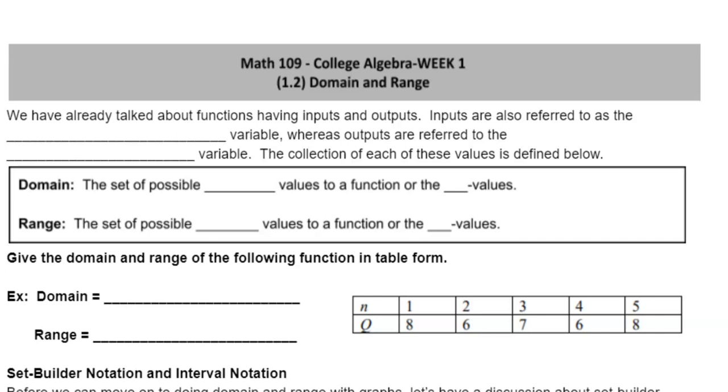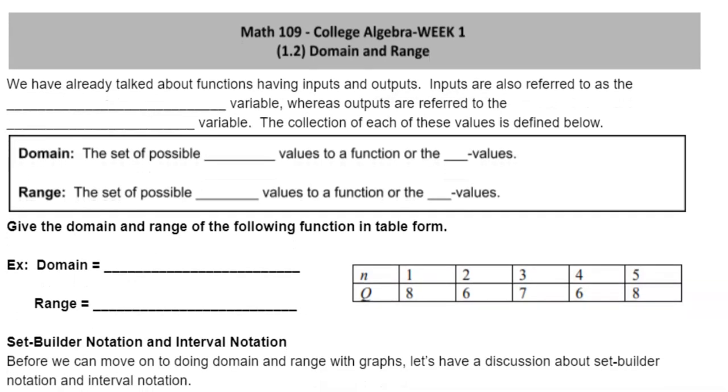Right along in Chapter 1. We're moving to Section 1.2 where we're talking about domains and ranges of functions. We've already talked about functions having inputs and outputs from the last section. And remember, inputs are referred to as our independent variable.